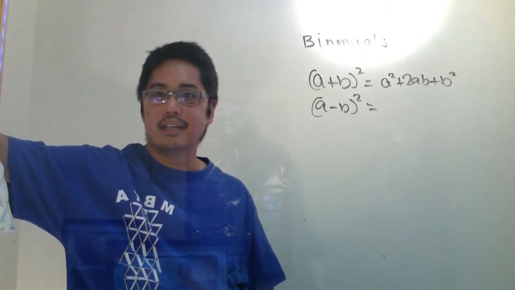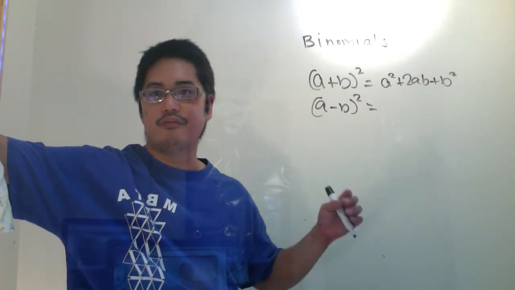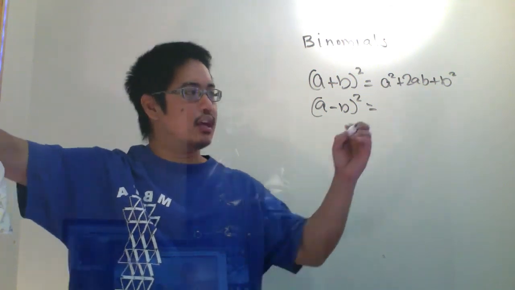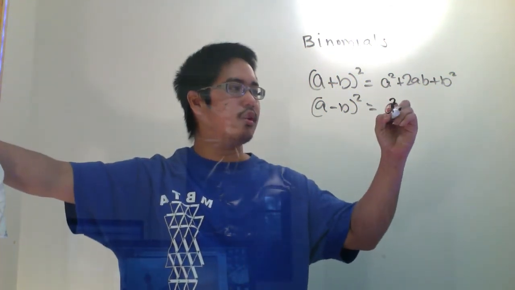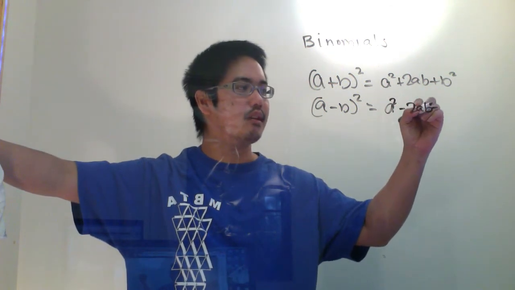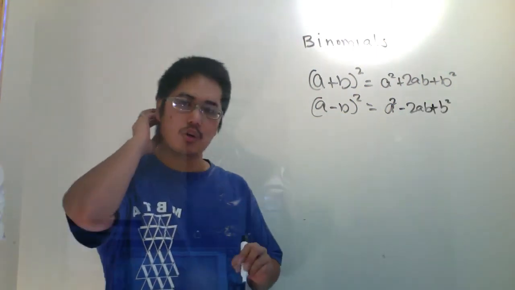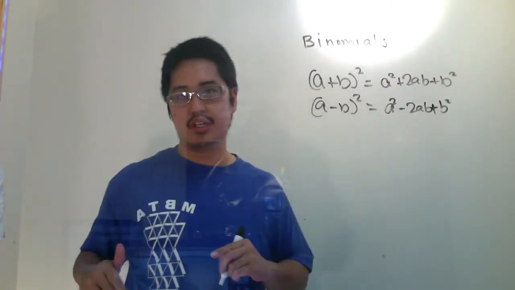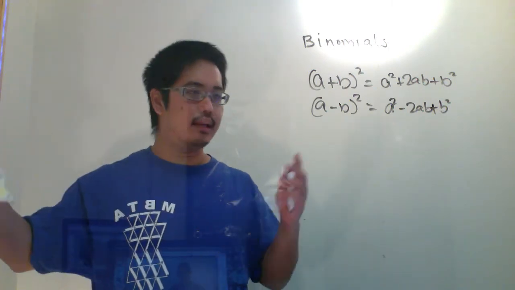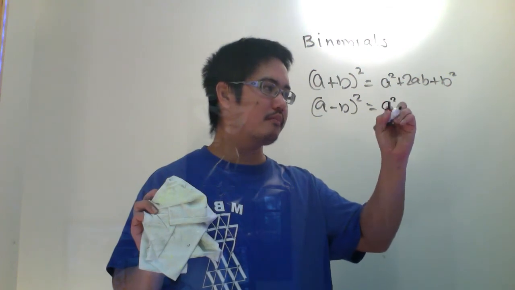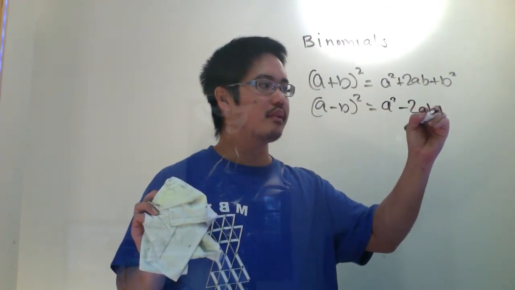A squared minus 2ab plus b squared. I think that Elijah wrote an extra minus. Okay, no, it's Alyssa, you got it correct. It's a squared minus 2ab plus b squared. You could memorize this equation. Let me write it a little prettier because it's so ugly. A squared minus 2ab plus b squared.